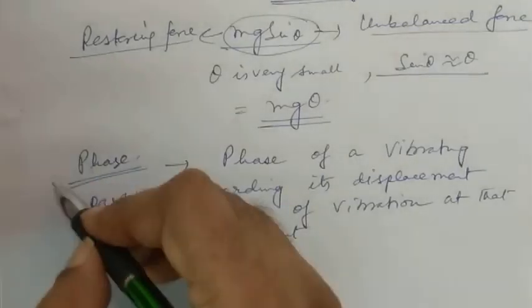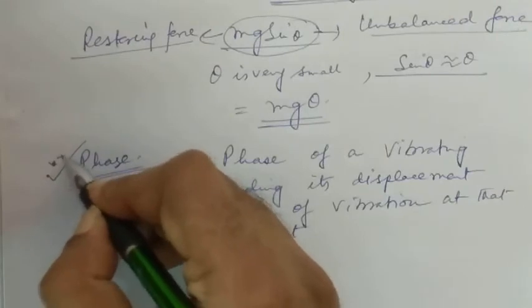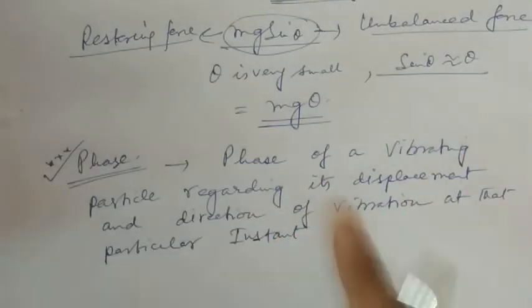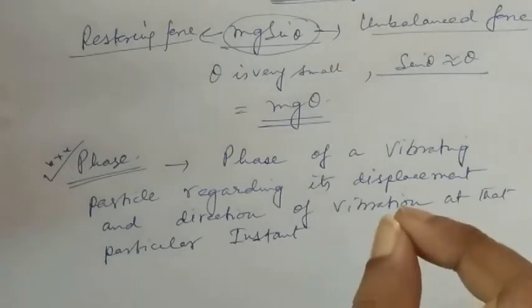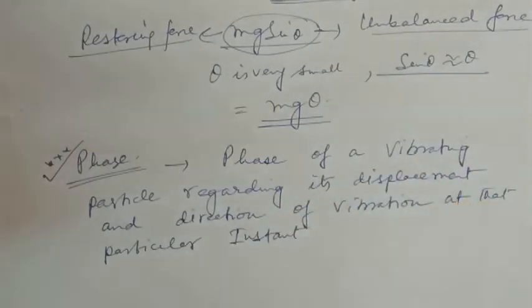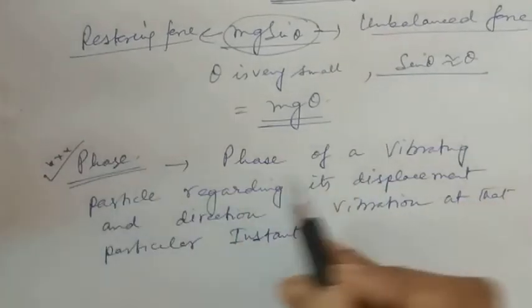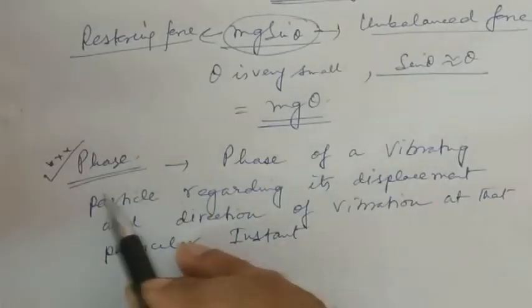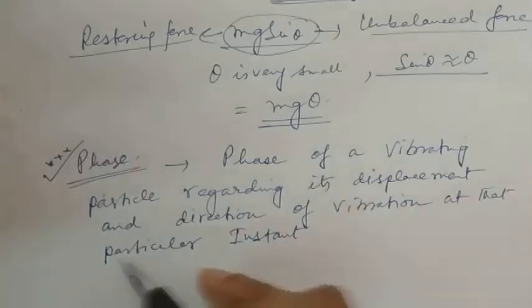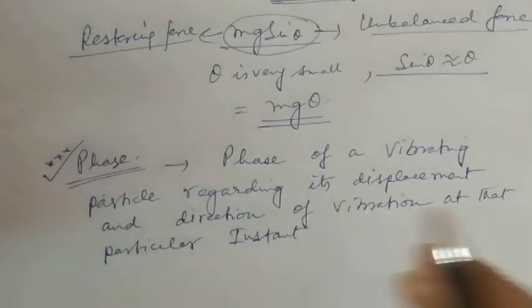Now phase, this is a very very important thing. I am going to describe phase here in a very light note, but we are going to discuss phase in greater detail later in the chapter. Now what is phase? Phase of a vibrating particle regarding its displacement and direction of vibration at that particular instant is the state of the vibrating particle.